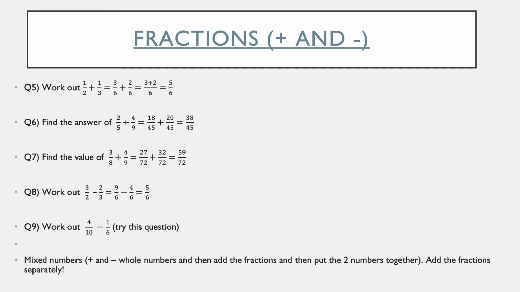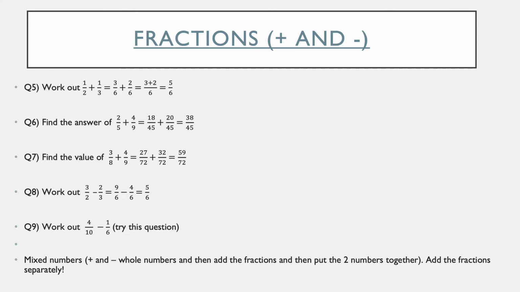Question number 6. 2 fifths plus 4 ninths is 18 over 45 plus 20 over 45. I got that by finding the lowest common multiple. 5 times 9 is 45. Then to get 18, I did 9 times 2, which is 18, and then 5 times 4, which is 20. So to have got this number, I did 9 times 2, and to have got this number, I did 5 times 4, which is 20, and then I got an answer of 38/45.